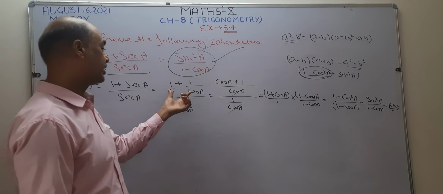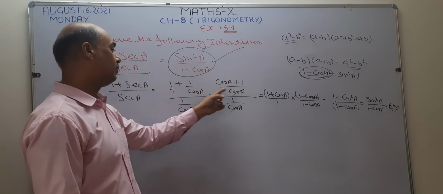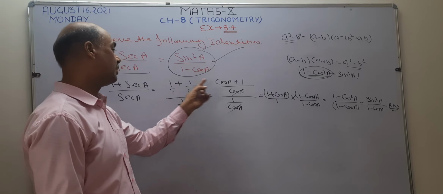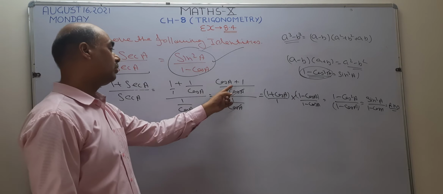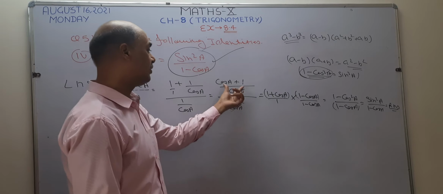After that I am going to take the LCM. LCM of these two terms is cos. 1 is there, it means this number is going to multiply this LCM. Cos into 1 becomes cos A. Cos to cos cancel, so this becomes 1, upon 1 by cos A. Now this LCM is going to cancel. What is left? 1 plus cos A.